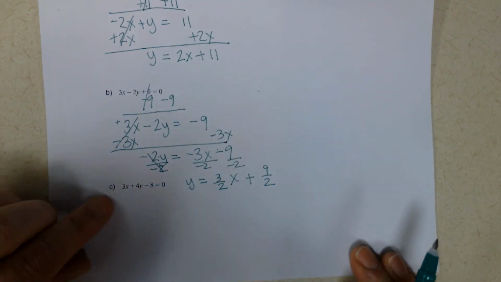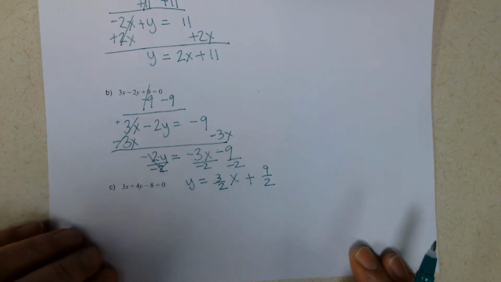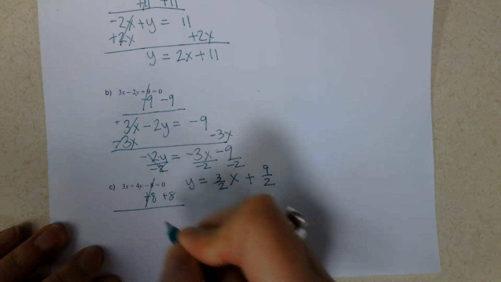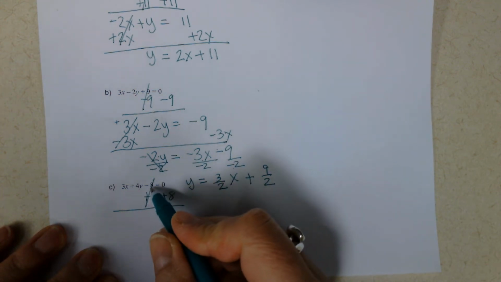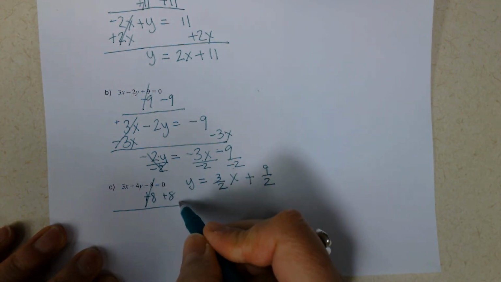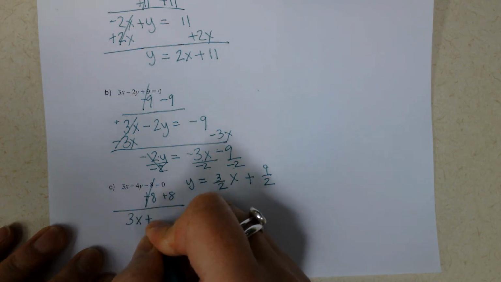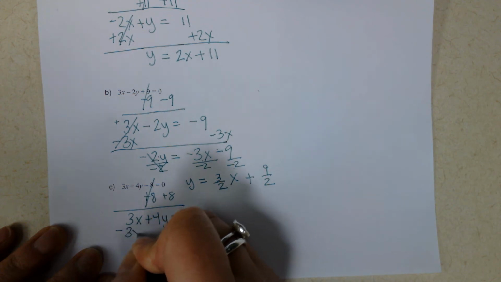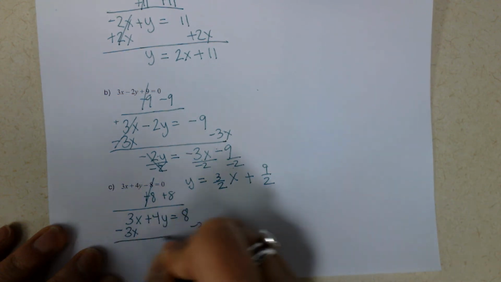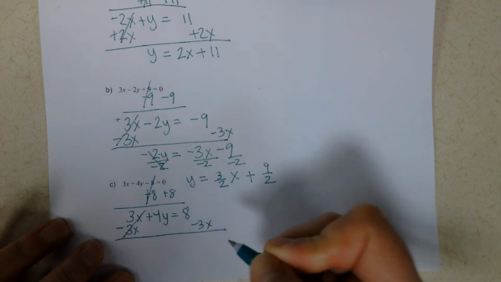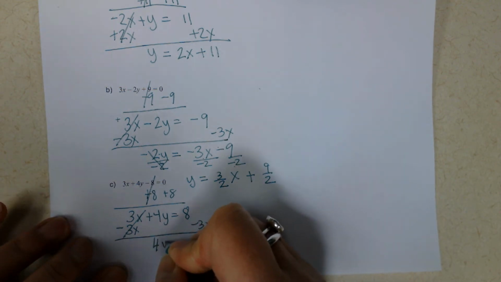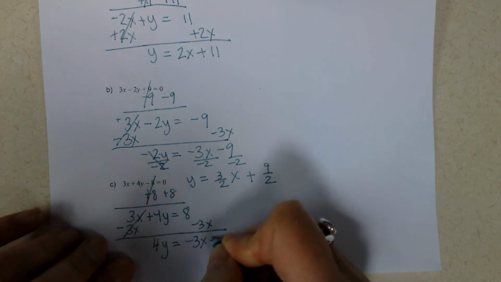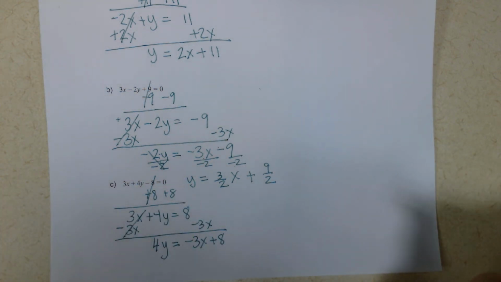And part C, 3x plus 4y minus 8 equals 0. If you want to try this one first and then come back to see the answer, that would be great. Because this is a minus 8, I'm going to add it to both sides of the equal sign. I'm left with 3x plus 4y equals 8. This 3 is positive, so I'm going to subtract it. And yes, you're doing the same steps, but just over and over with different numbers. I'm left with 4y equals, let's bring down that 3x. This is a positive 8, so we're just going to write plus 8.